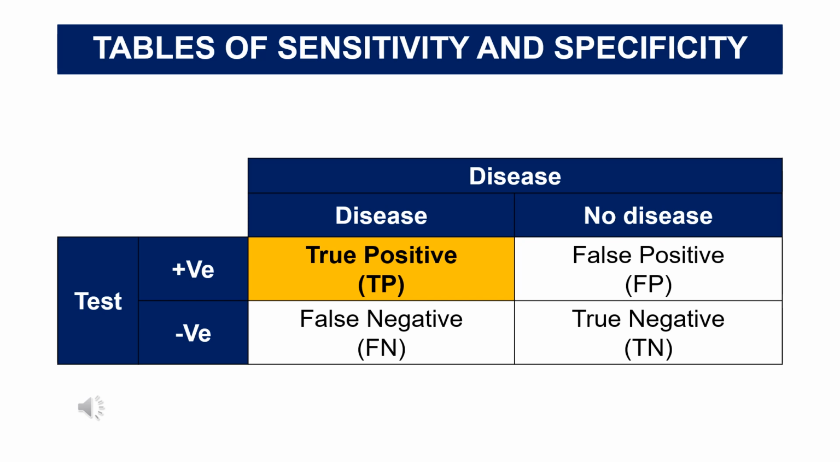If the test is positive, it should mean that the person has the disease. This is called a true positive. It correctly identifies a person with the disease. On the other hand, when we do a test on someone, it can be either positive or negative. If a test is negative, it should mean that the person does not have the disease. This is called a true negative. It correctly identifies a person without the disease.